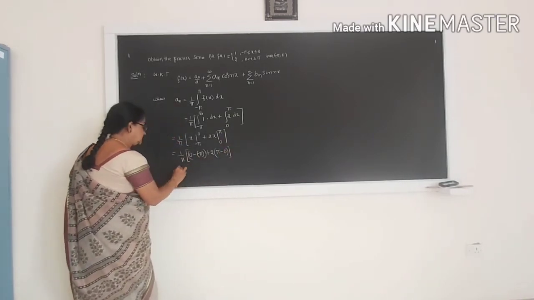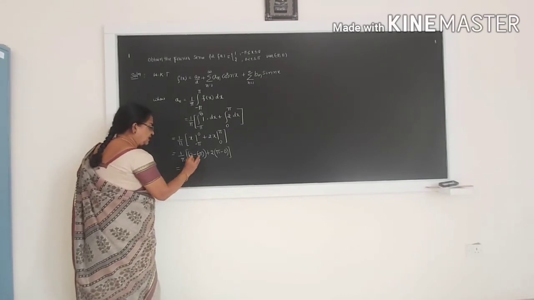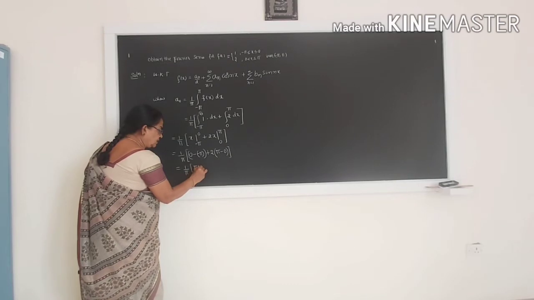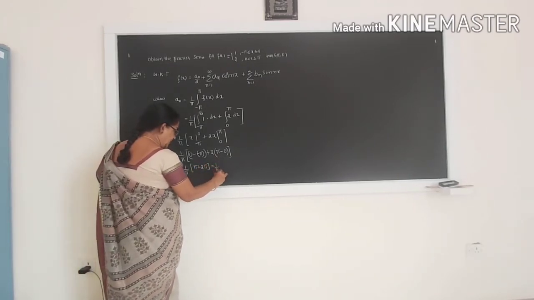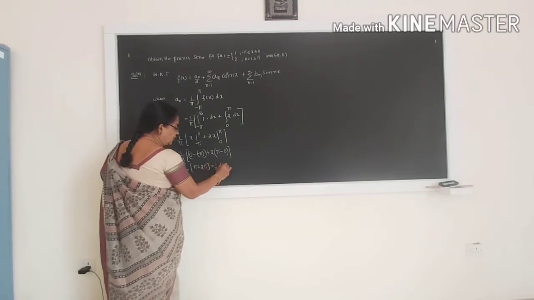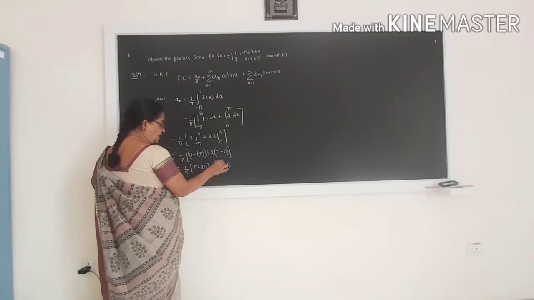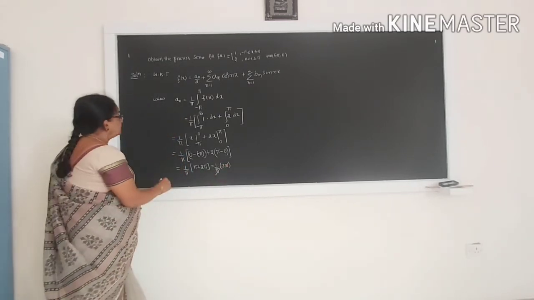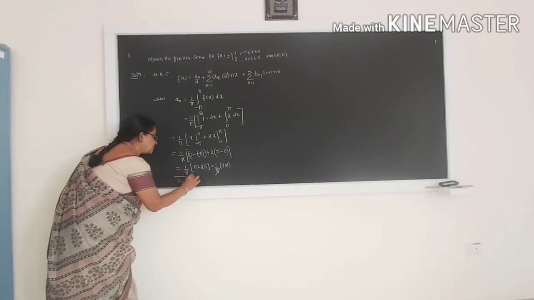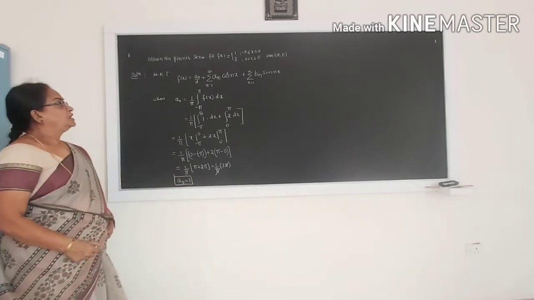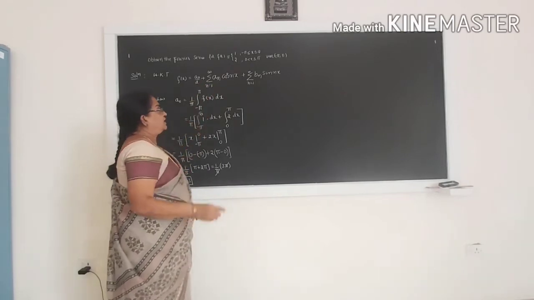Now I simplify the things. This is equal to 1 by pi into minus of minus is plus pi, plus 2 pi. Therefore, it is equal to 1 by pi into pi plus 2 pi is 3 pi. The pi present in the denominator goes with the pi present in the numerator. Therefore, we are getting the value of a0 as 3. Is it okay? Now, in order to write this Fourier series, I need to calculate an.